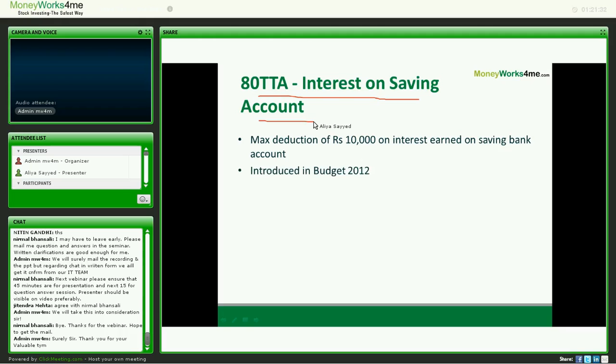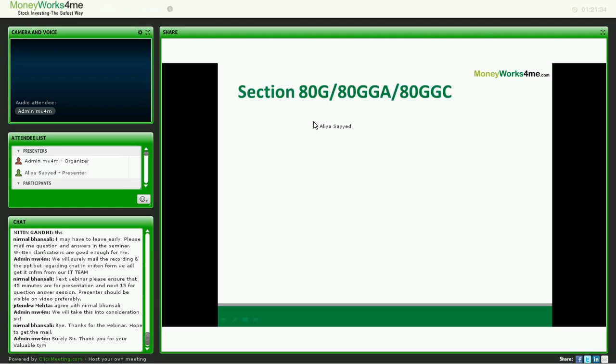Apart from this, we have another section of donations that we had seen. A lot of us may or may not be interested in this, so I'll take you through this quickly. There are different types of donations. 80G is basically charitable organizations. 80GGC is political, and 80GGA is for scientific research to any scientific firm or a university.